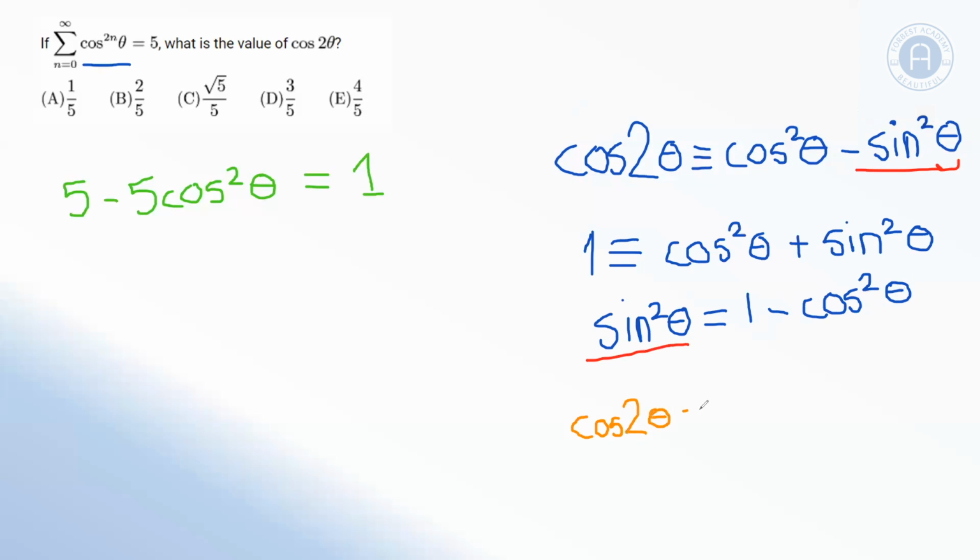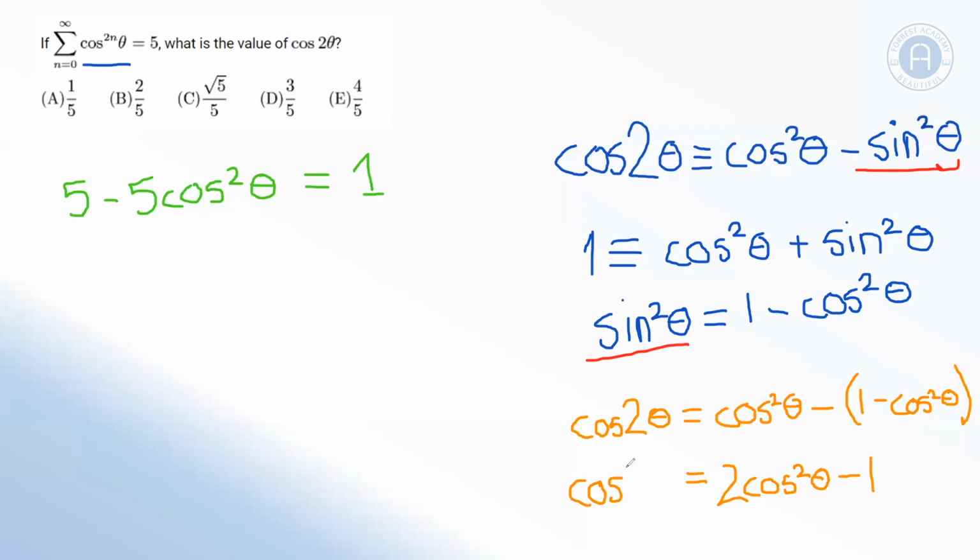cos 2 theta is equal to cos squared theta minus (1 minus cos squared theta). Or if we rearrange that slightly, that is equal to 2 cos squared theta minus 1. That is cos 2 theta.